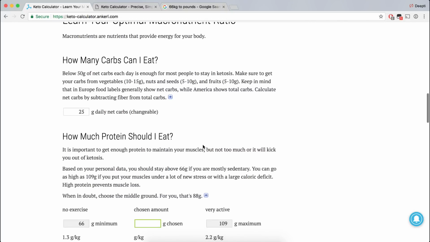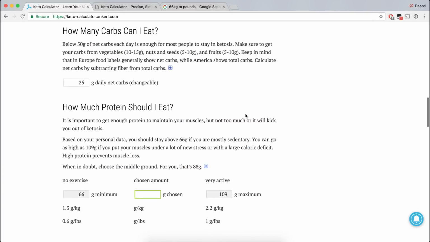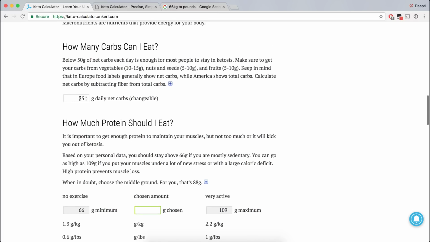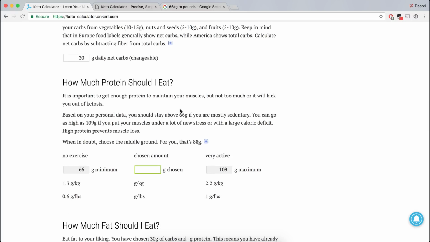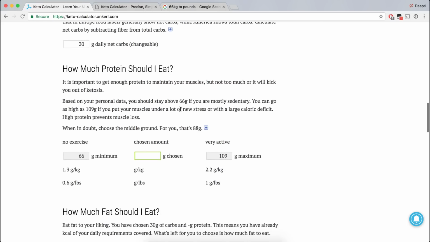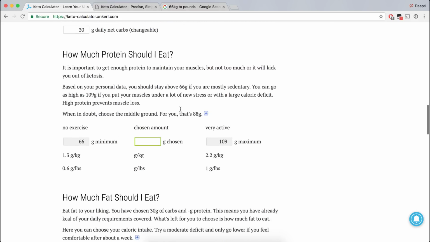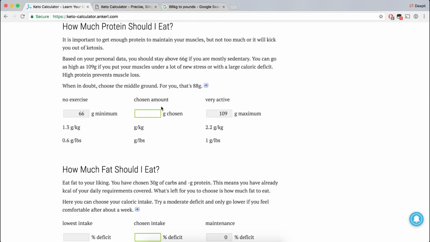How many carbs can I eat? So it's pretty self-explanatory here, and I have said this before and have had arguments with people about this. It says below 50 net carbs each day is enough for most people to stay in ketosis, even though obviously the lower your carbs are, the more chances you are of being in keto and burning fat. So I'll go with 30 grams of net carbs to be safe, because I like my vegetables. Anyway, these are just guidelines. You can choose to make it 5 grams of carbs a day, net carbs, 10, 15, 20. It's a choice. I'd say if you're just starting keto, 30 grams is good to go by.